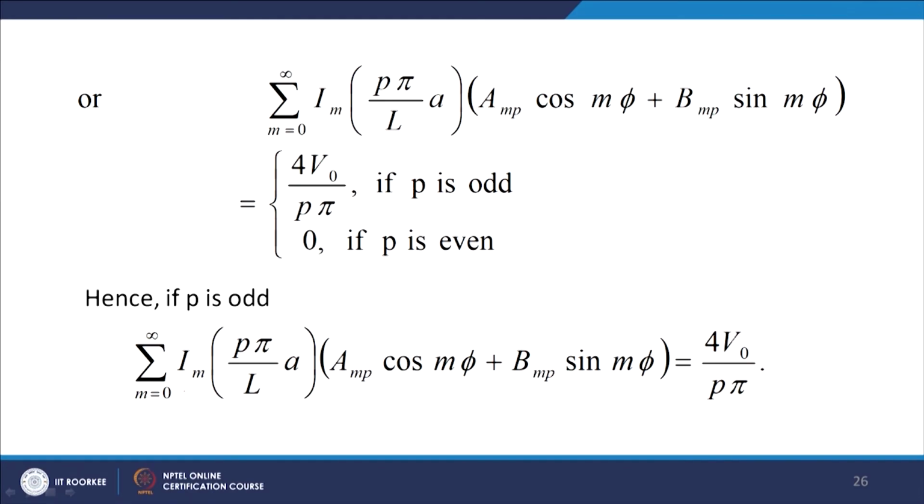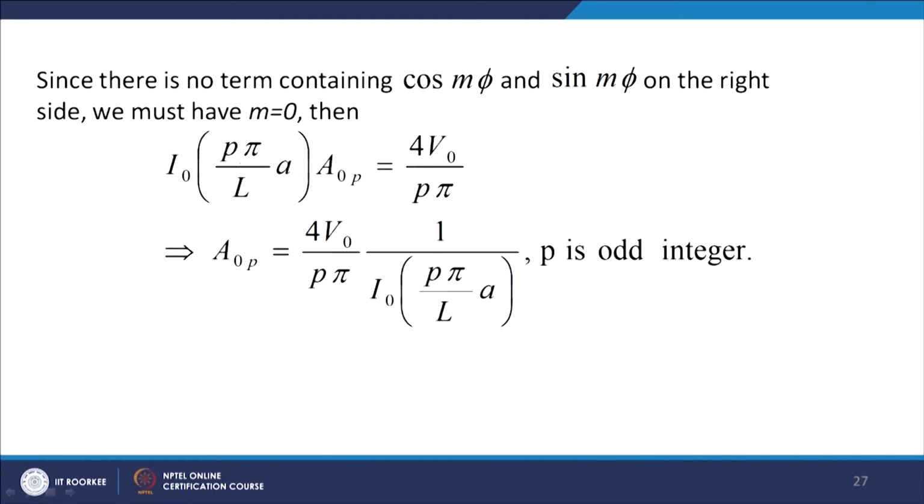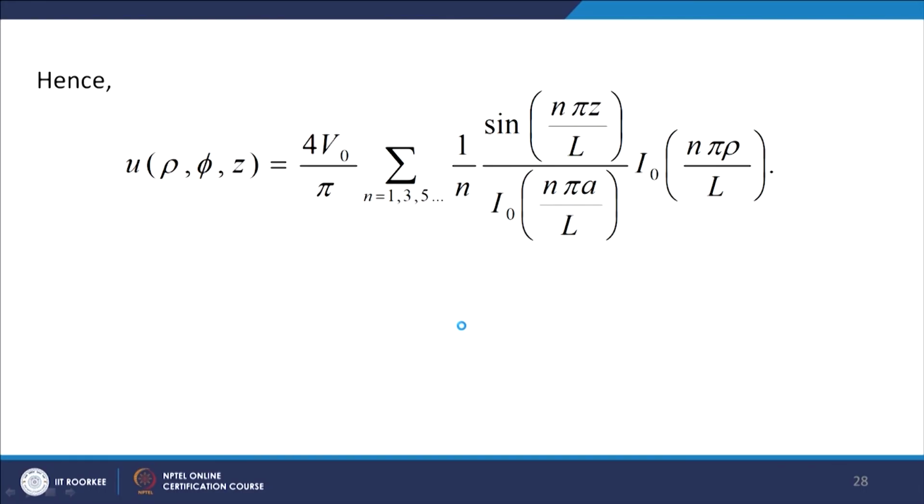Therefore, m has to be taken 0. So, we have I_0(p pi over l a) A_0p equal to 4 V naught over p pi, and this gives us the value of A_0p. A_0p equal to 4 V naught over p pi into 1 over I_0(p pi over l a), p is an odd integer. And this leads us to the solution u(rho, phi, z) equal to 4 V naught over pi, sum over n running over odd integral values, of 1 by n sin(n pi z over l) into I_0(n pi rho over l) over I_0(n pi a over l).